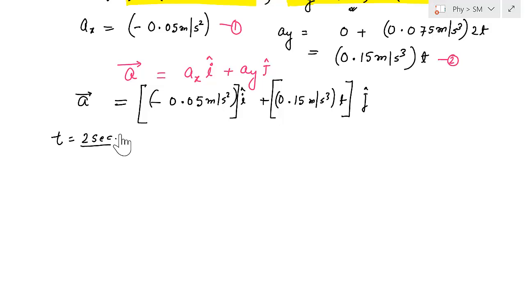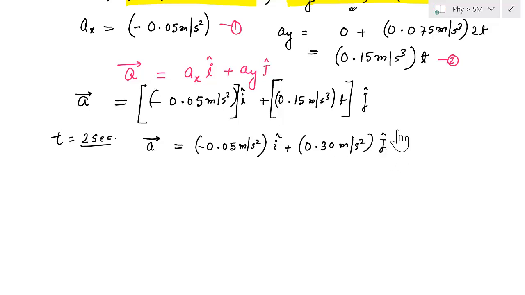So let us plug t equals 2 seconds in this expression. This term will remain the same, that is minus 0.05 meter per second square, this is i cap, and if you put t equals 2, this term will become 0.30 meter per second square, because 1 second cancels out, and this will be the j component, that is the y component of the acceleration. So this is the acceleration vector that we will have.